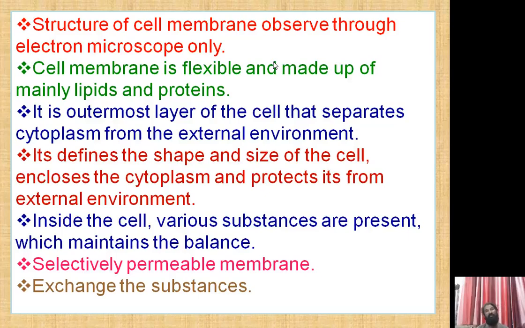That's why the plasma membrane is called a selectively permeable membrane. It is involved in the exchange of substances from one cell to the neighboring cell and from the inside of the cell to the external environment. These are a few of the functions of the plasma membrane. We will study the plasma membrane in detail in chapter 4.